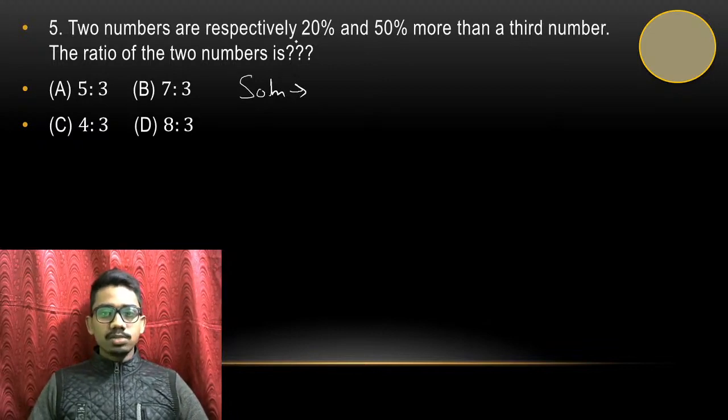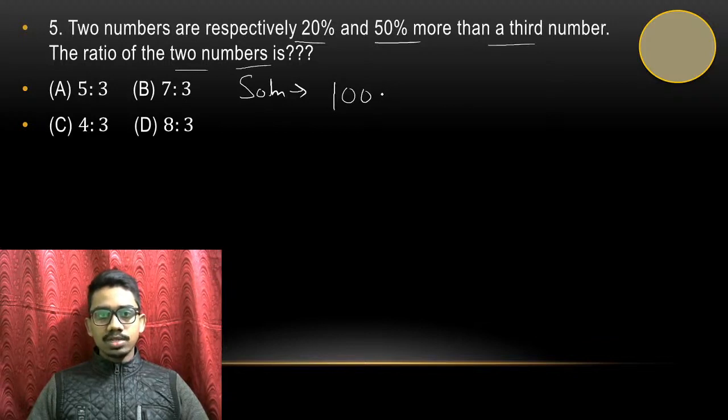So two numbers are respectively 20% and 50% more than a third number. The ratio of the two numbers is? Thiru is saying A. Alright, so I will tell you two processes. First of all, let's see this process. Let the number be 100.